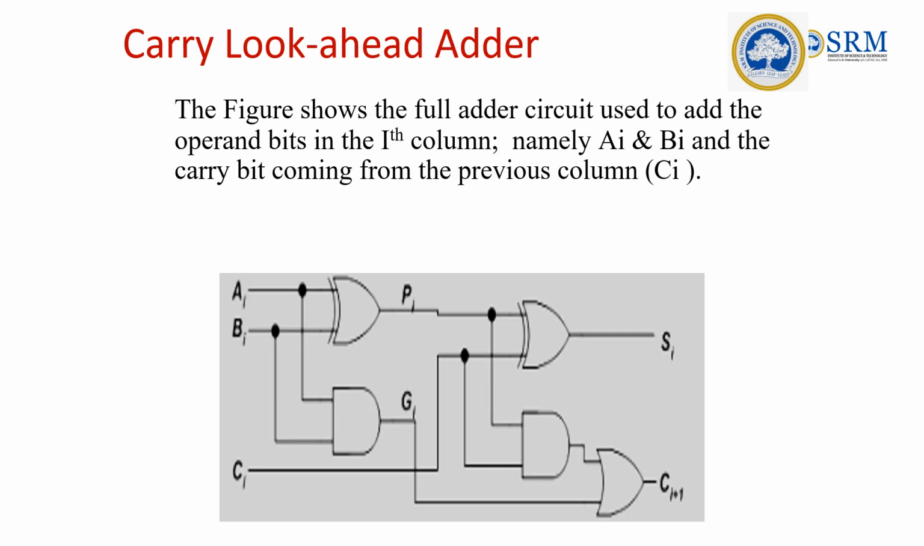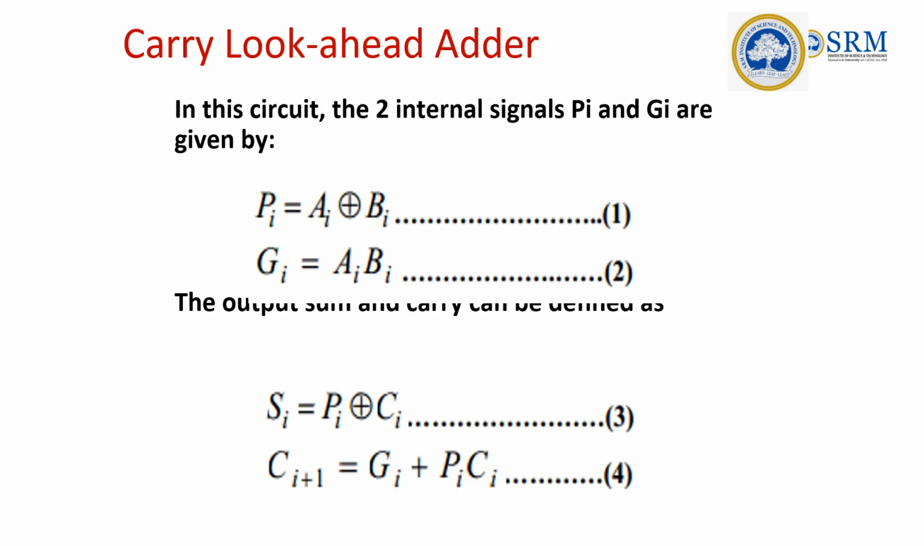The figure shows the full adder circuit used to add operands in the ith column, namely Ai and Bi, and the carry bit Ci, from which it is coming. If you look at the circuit, we have two things, Pi and Gi. Pi is your propagate and Gi is the carry generate. Pi is A XOR B and Gi is A into B. So in this circuit, the two internal signals Pi and Gi are given by A XOR B and A into B.